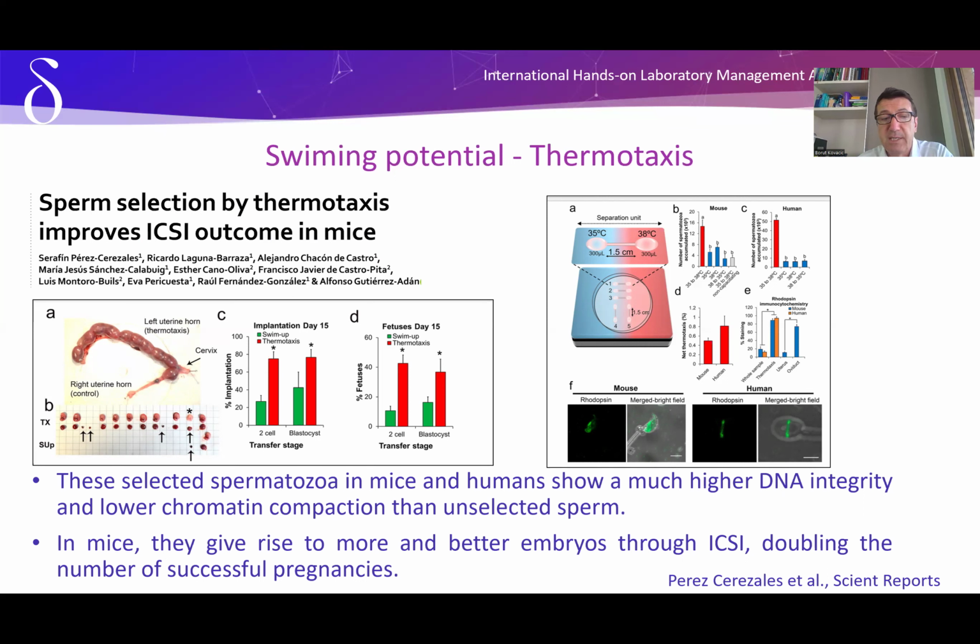They showed that such selected spermatozoa in mice and humans show a much higher DNA integrity and lower chromatin compaction than unselected sperm. And at least in mice, when ICSI was performed with sperm that had the capacity to swim from cooler to warmer places, these experiments gave rise to more and better embryos through ICSI, doubling the number of successful pregnancies.